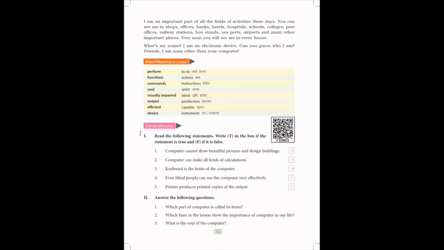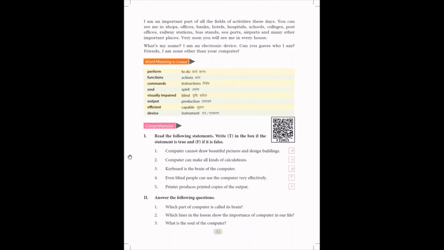Moving on to the comprehension part. The first exercise is about true and false statements. There are a few statements given and we need to recognize whether the statement is true or false. I'll say the first one. Computer cannot draw beautiful pictures and design buildings. It is false. Okay, it can draw beautiful pictures and design buildings. Computer can make all kinds of calculations. Yes. True.